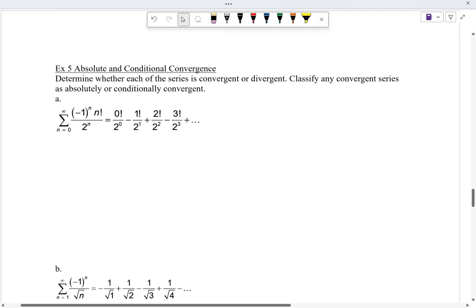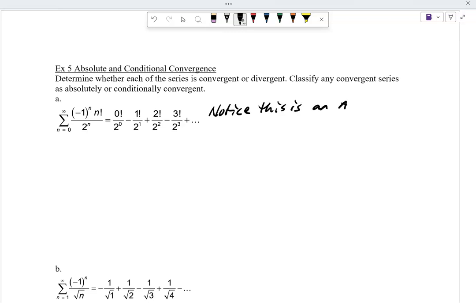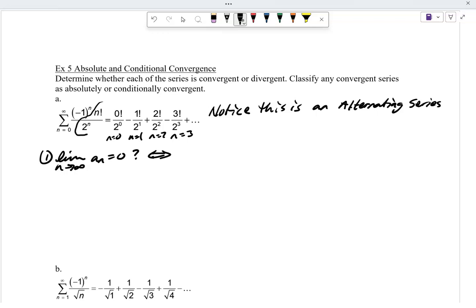So here's example 5. Determine whether each of these series converges or diverges. So number one, notice, see how the signs alternate? This is an alternating series. All right, we're starting with 0 this time though. All right, it does alternate. So number one, is the limit as n goes to infinity of a sub n equal to 0? Well, the a sub n, the non-alternating part here, is n factorial over 2 to the n.